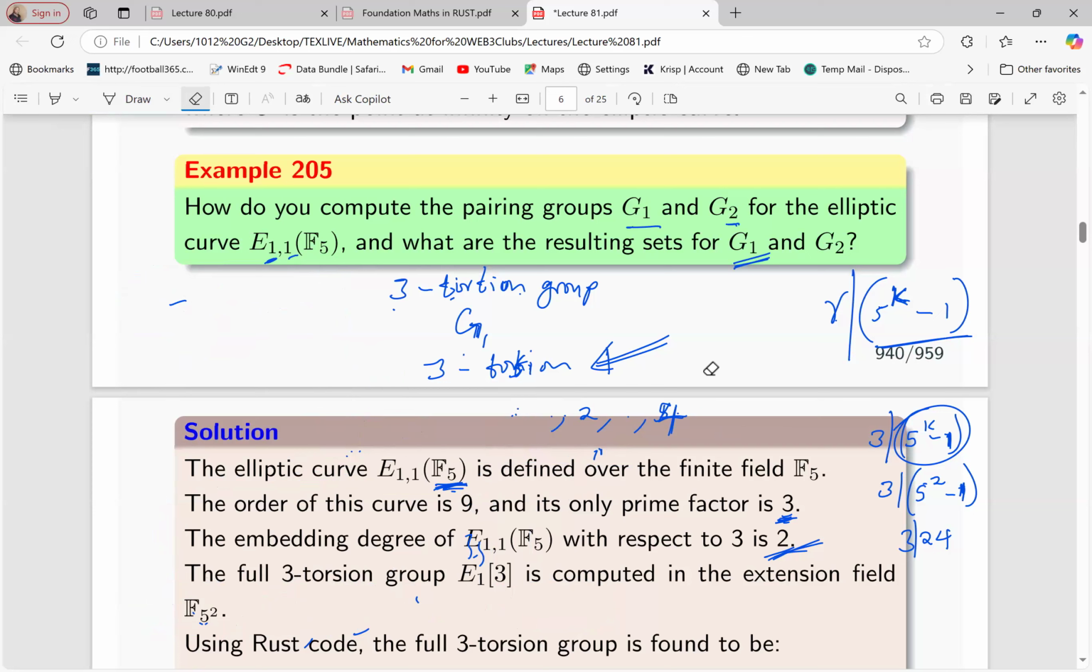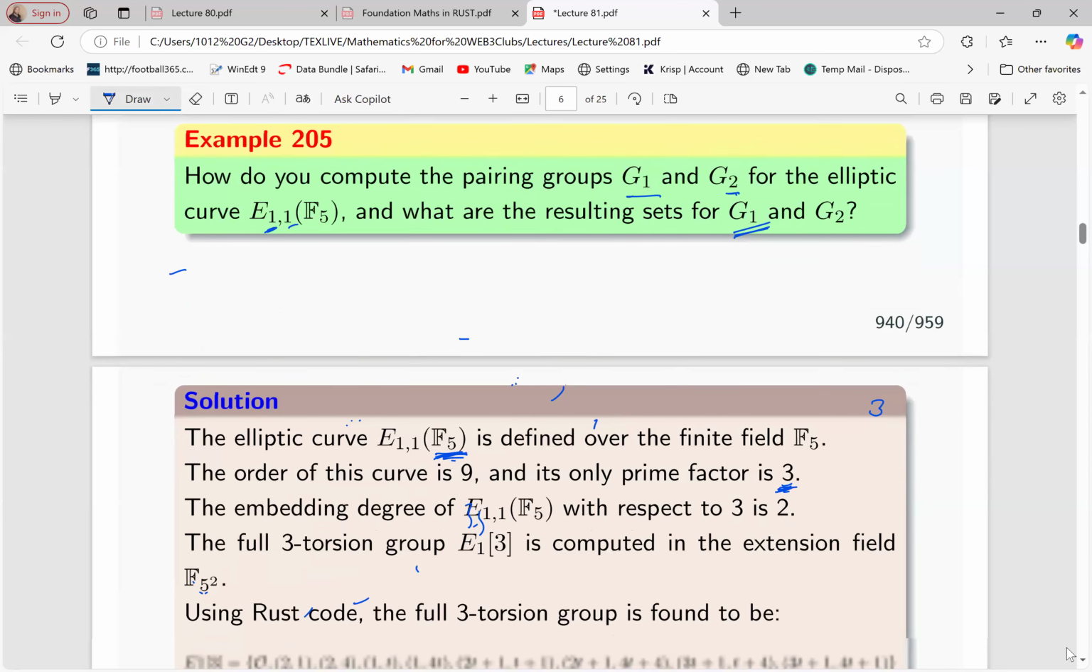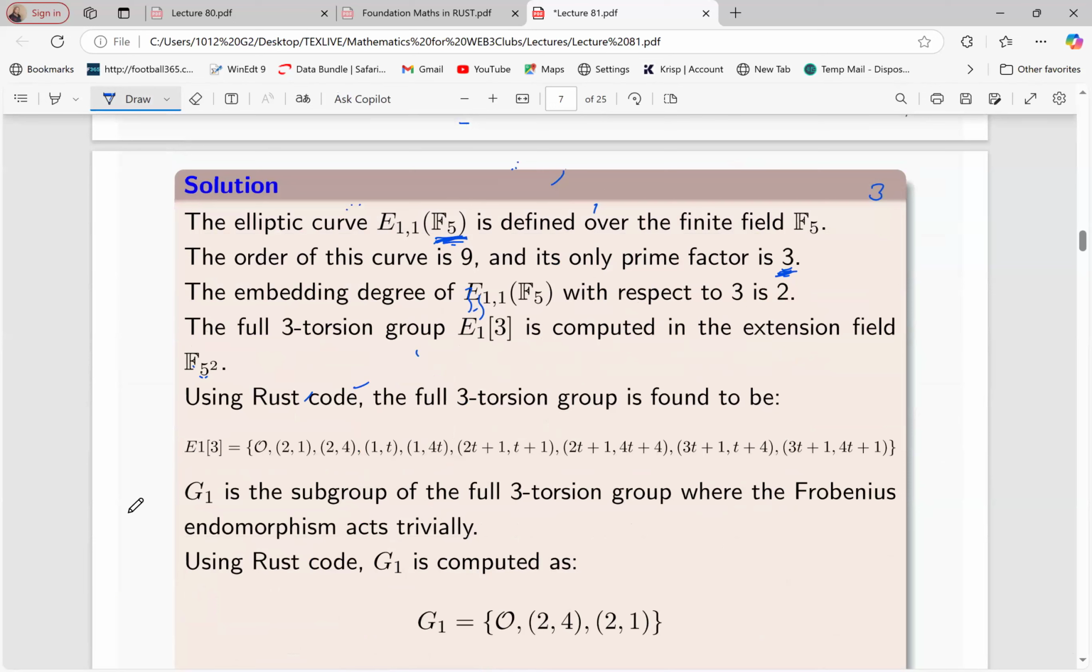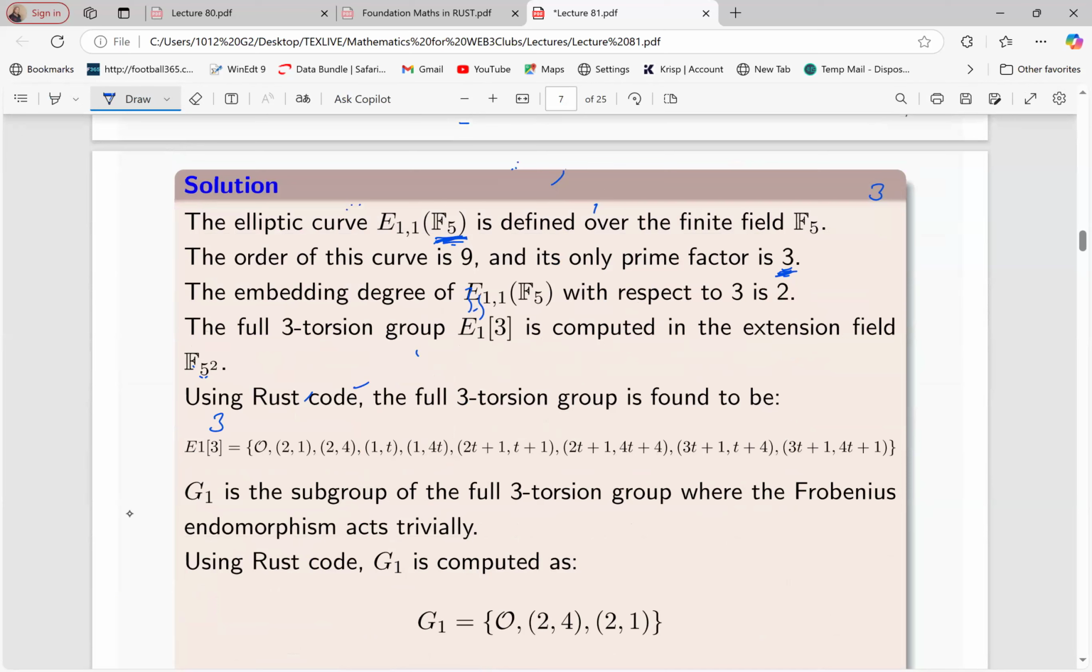Now, once you have those 17 elements, you want to check which ones are 3 torsion. It means you're checking which of those points, when added 3 times, will give you the identity element. So that's what you'll then be checking. You can do that using Rust code later on. Earlier on, we had done that and we found that the 3 torsion would have 9 points.